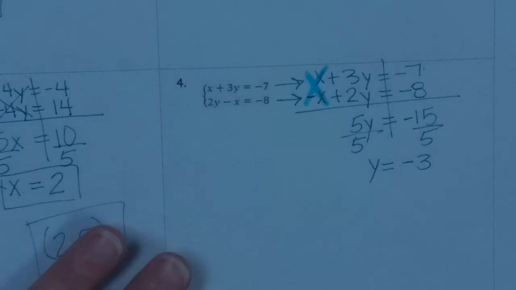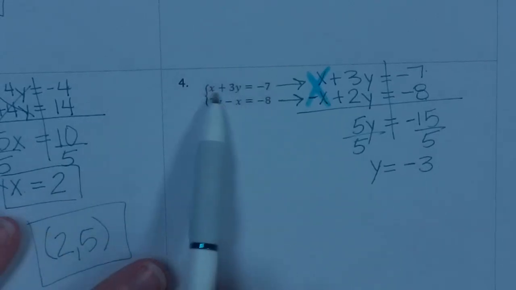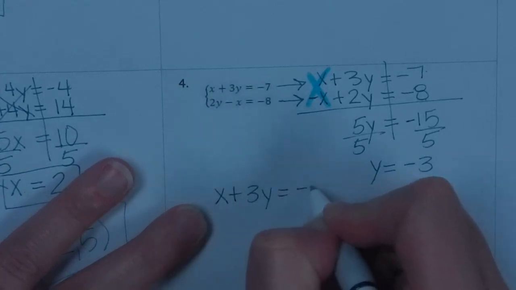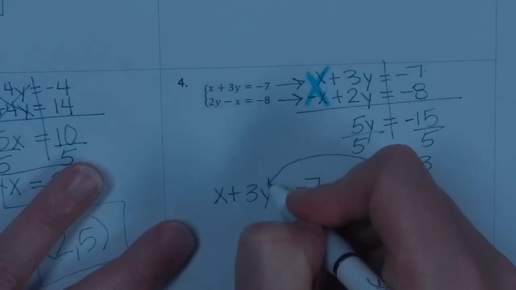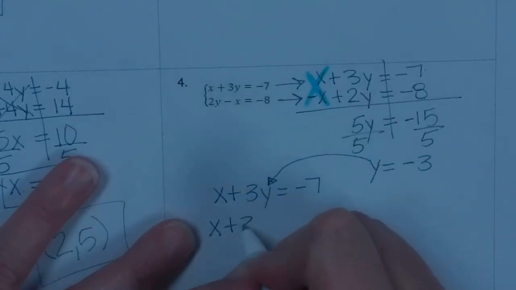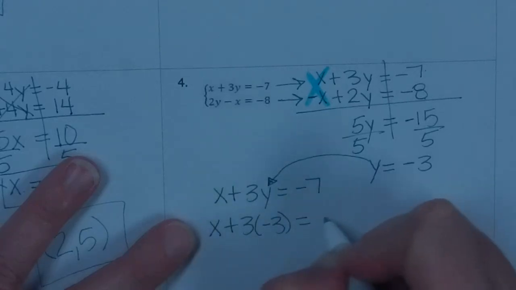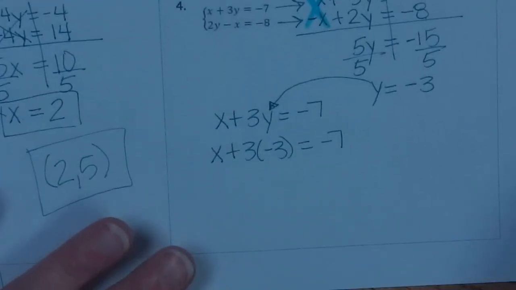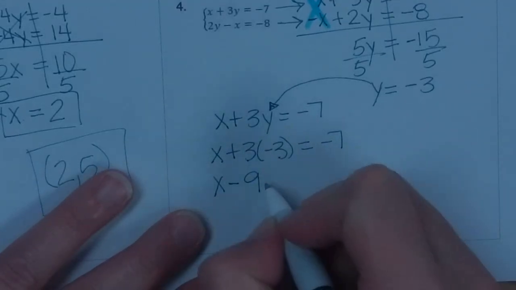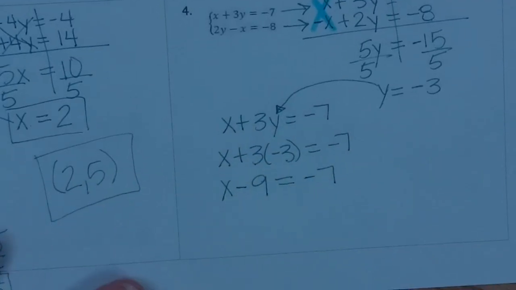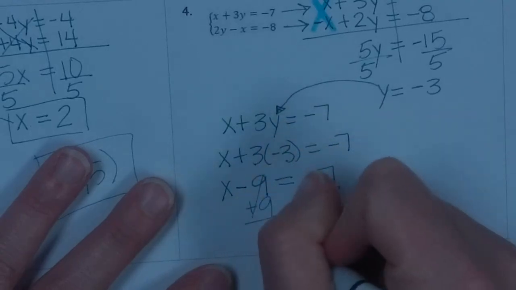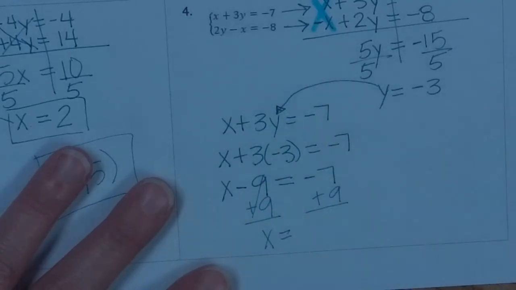Now I got y this time. I'm going to plug it into one of my equations. I'm going to go ahead and pick the top one because everything's positive. x plus 3y equals negative 7. But instead of writing y, that's where I'm going to put my negative 3. So it's x plus 3 parentheses negative 3 equals negative 7. And then we multiply, and negative 3 times 3 is negative 9, so x minus 9 equals negative 7. Then we add, so x equals negative 7 plus 9, which is positive 2.